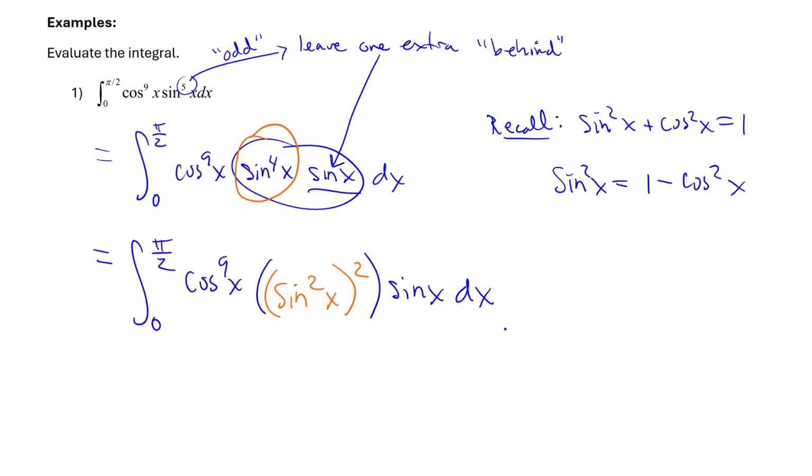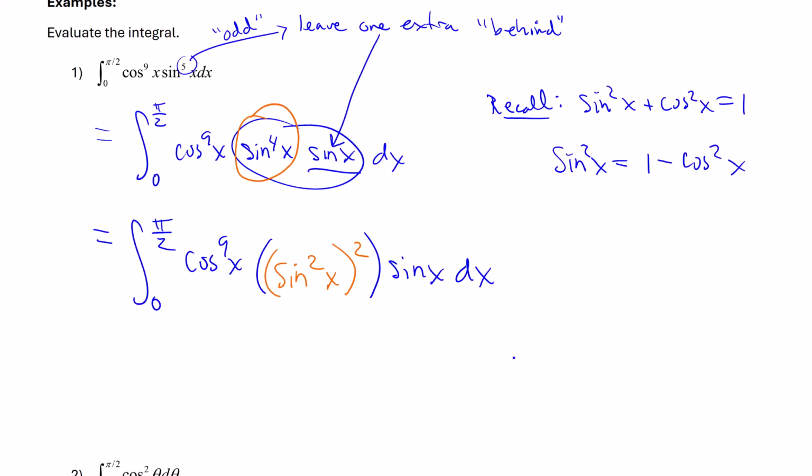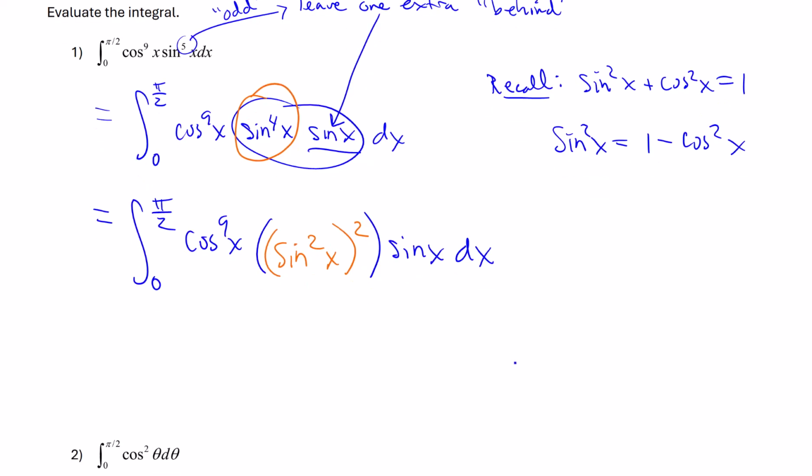Now, why would we rewrite sine to the 4th of x as sine squared of x squared? Well, of course, they're equivalent. And we know what sine squared is equal to, which is 1 minus cosine squared of x.